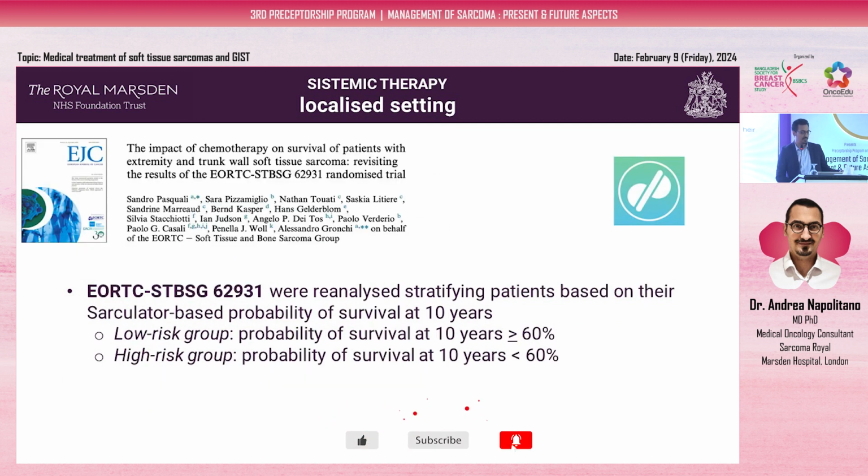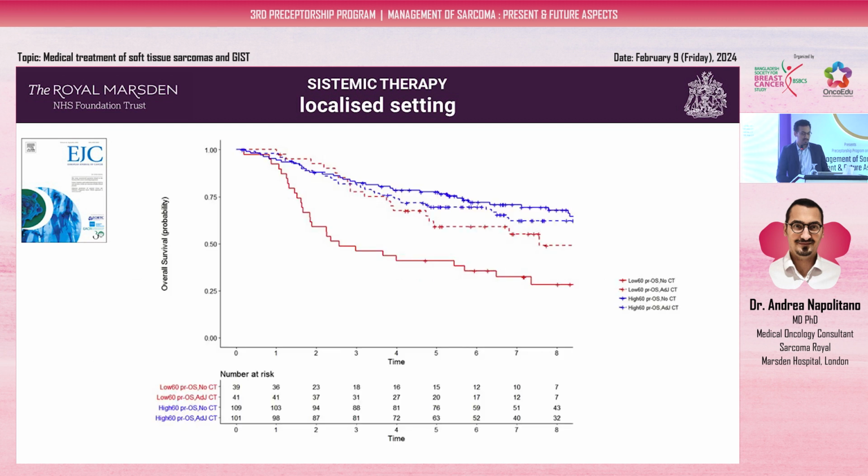And the Circulator tool has been used to reanalyze in a post-hoc analysis the results of this trial. And what's been shown, and this is only for extremity and trunk wall, importantly, is that if you look at the two blue curves, these are patients that, based on the Circulator, had a high probability of survival. So their disease was, we can say, less aggressive. And in this subgroup of patients, having or not having chemotherapy doesn't lead to any change in outcomes.